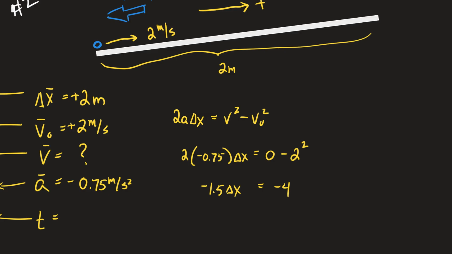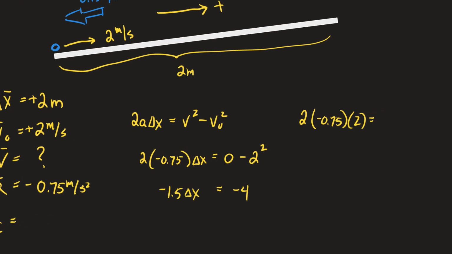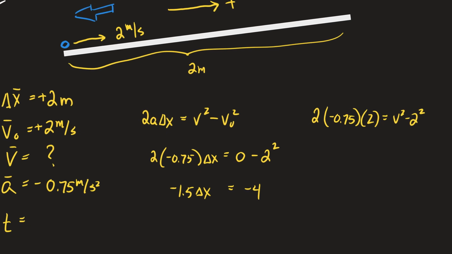Now, I'll point out the same relationship is going to solve this problem as the last problem. So I'll just do 2 times negative 0.75 times 2 equals v squared minus 2 squared. Looks like 2 times negative 0.75, that's negative 1.5, times 2 is negative 3, equals v squared minus 4. So v squared equals positive 1. So v equals 1 meter per second.